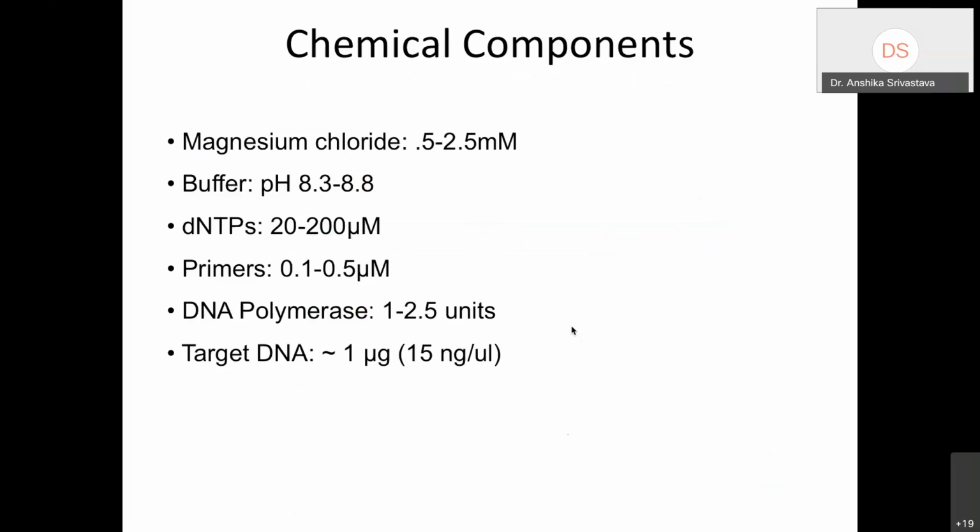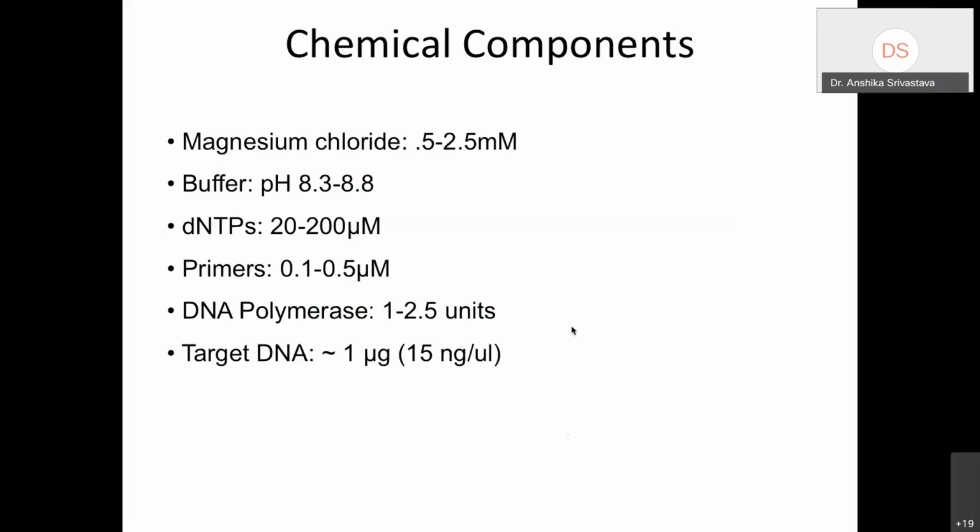What were the chemical components used in carrying out the PCR reaction? You have magnesium chloride, with the molar concentration and pH written next to it. You have the buffer, you use dNTPs (A, T, G, C), and you have primers designed for the gene of interest which you would be interested in amplifying, DNA polymerase, and the target DNA. If you are amplifying a segment of a gene, for example, say 500 base pairs, usually 50 nanograms per microliter works.